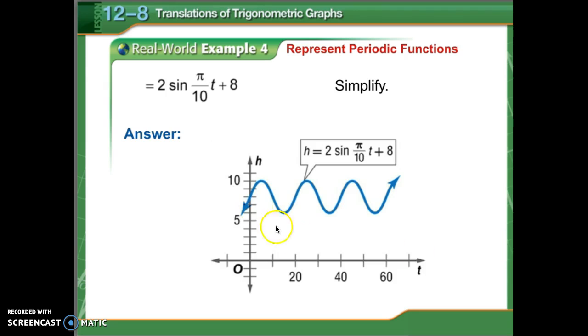And if we graph that function, this is what it's going to look like. You can see the midline, if this is 10, 9, 8, 7, 6, 5, 8 right here. This would be the middle point, the midline of the graph. It goes up to 10, it goes down to 6. Every 20 seconds you have a full rotation, so we start at the midline, go up to 10, midline, down to 6, back to the midline. We do that one whole rotation in 20 seconds.